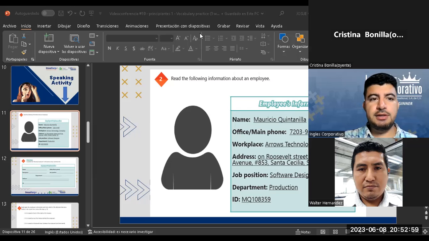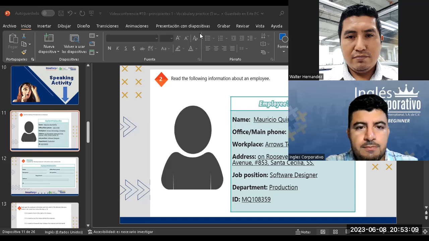Walter, Christy, tenemos dificultades para las salas. Ok, Walter, acepta la solicitud cuando puedas.